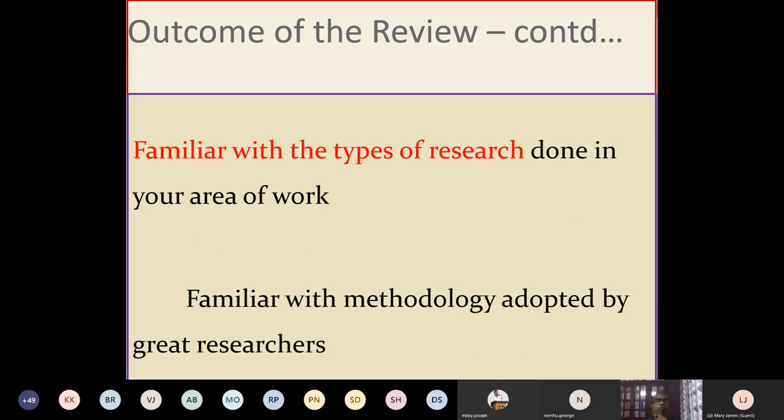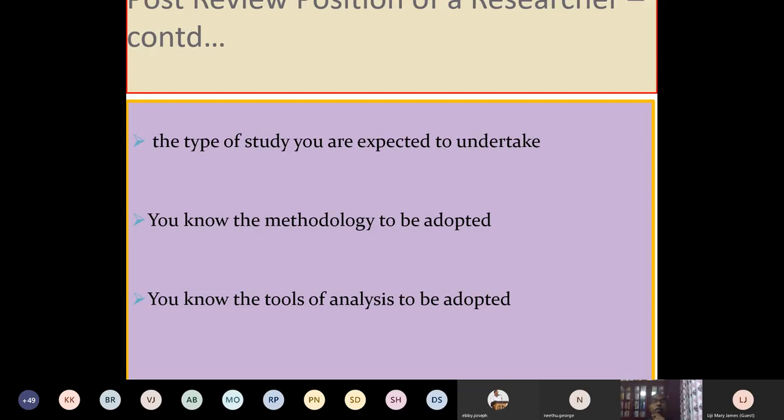Okay, then after conducting a proper review of literature, you will be in a position to understand the type of research study you are expected to undertake. You have a very good theoretical understanding of this subject. You know the methodology to be adopted. You now know the tools you are expected to use.